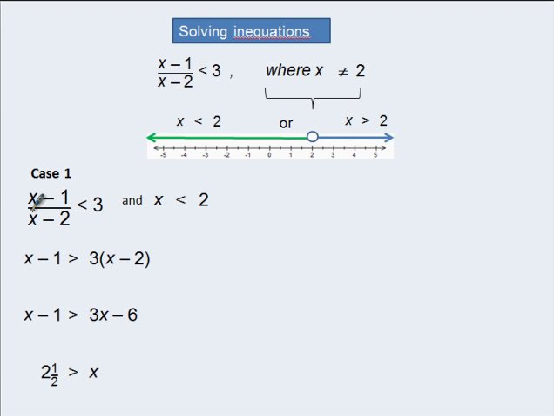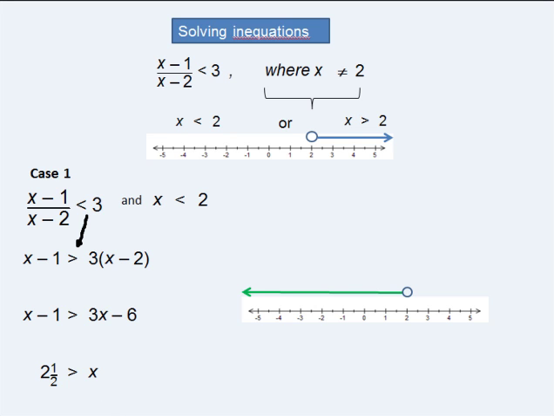Because this is a negative value, multiplying by x - 2 on both sides will make this sign swap. And then we get a solution that x must be greater than 2.5. We'll have a look at how to draw this on a number line.